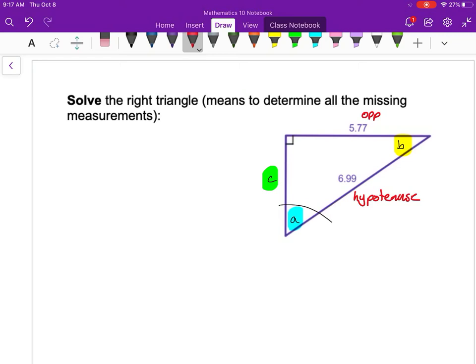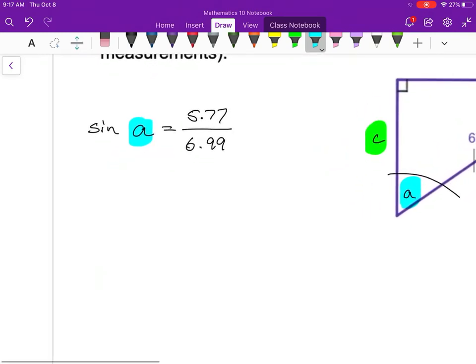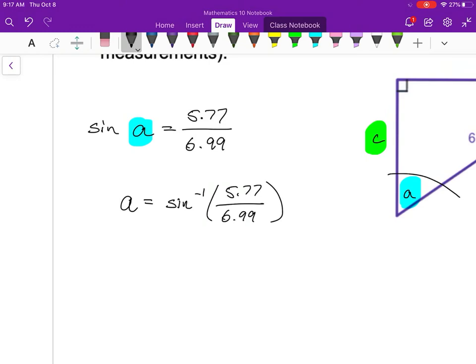So if I want to find angle A using those two sides, opposite and hypotenuse, I want to use the sine ratio. So the sine of A equals opposite over hypotenuse, in this case 5.77 over 6.99. Thinking back to what we saw last day, I can now find A by using the inverse sine. A must equal the inverse sine of 5.77 over 6.99. Now clearly, if we didn't work with the last lesson very well or very much, there's no point looking at this video very much.